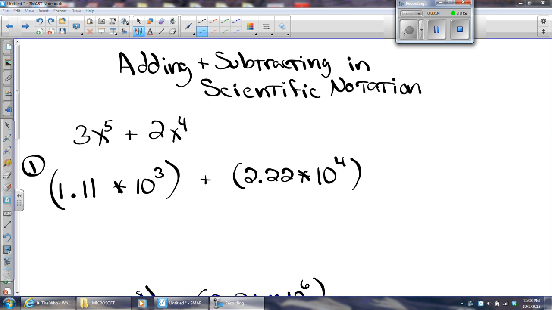Hello, Algebra students. Mr. Lawrence here, and today we're going to be adding and subtracting in scientific notation. It's a little bit different than what we did yesterday, where we just multiplied the coefficients and then multiplied the bases together because the bases were like. In this case, it's a little bit different.